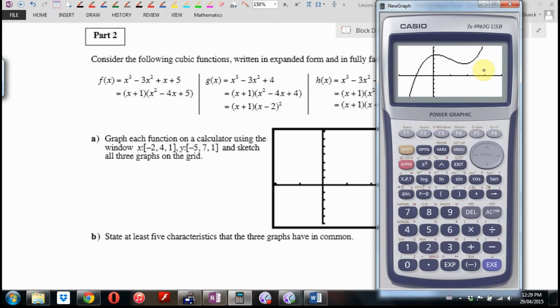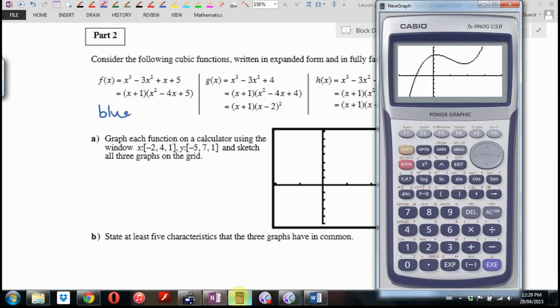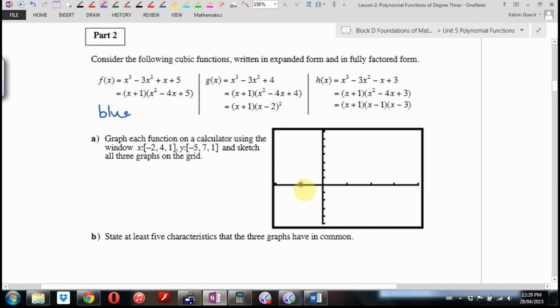It says sketch all 3 graphs on the grid. Because I have colors, I'm going to do this first one in blue. And what's it look like? First of all, G-Solve, root. Okay, so it goes right through there. I can actually put a dot there. What's the Y-intercept? You don't need to find it mathematically. Look up. What's the shortcut? What's the Y-intercept? The constant term. 1, 2, 3. I know it's going to go through there.